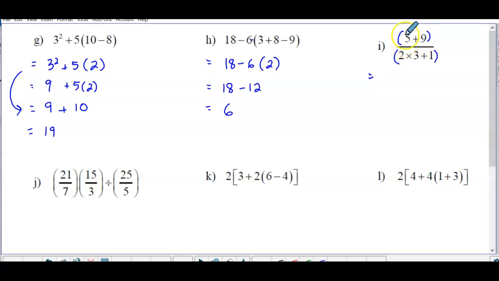So we need to figure out what the numerator is and figure out what the denominator is before we can divide anything out. So numerator, that's going to be 14. Denominator, we've got to multiply before we add. So that'll be 14 over 7, and then we can divide. Okay.